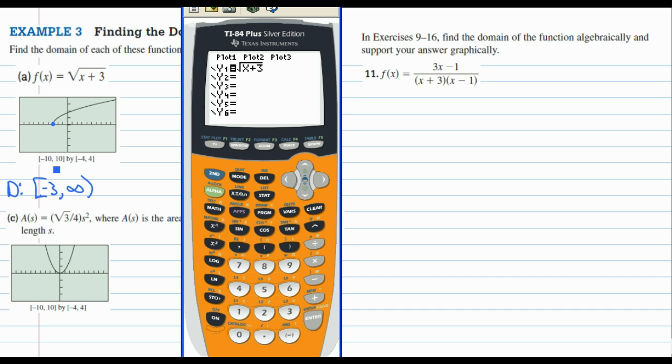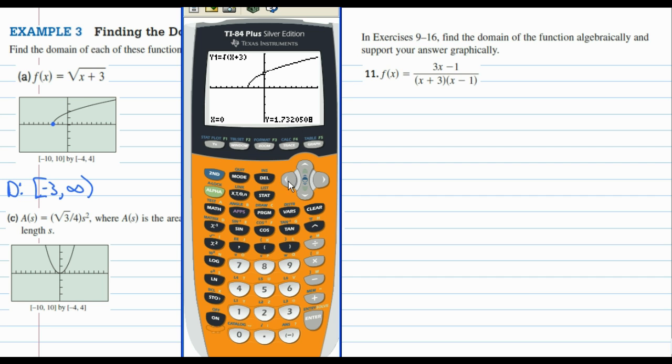Now these numbers under here give me my window: x min, x max, y min, y max. So x min -10, x max +10, no problem. Then y min -4, y max +4. Graph. Now my calculator looks exactly like the picture that the book showed me, so I can get a better idea of what's going on with the numbers here.